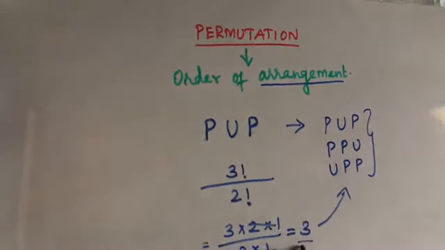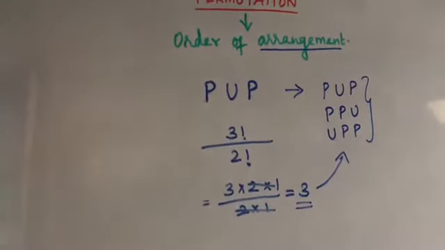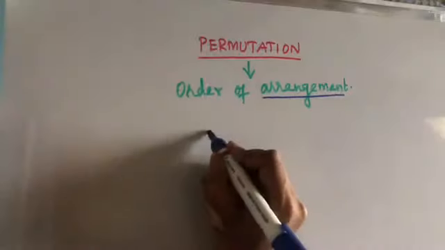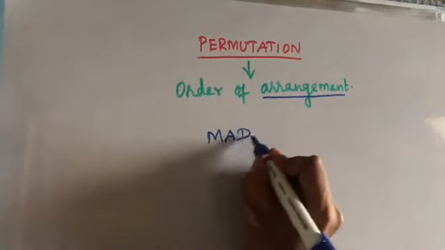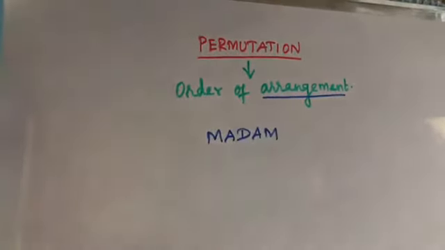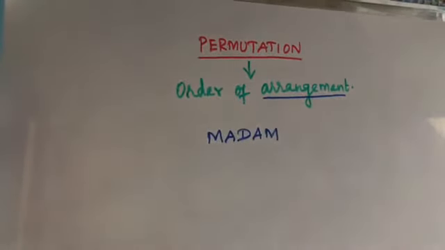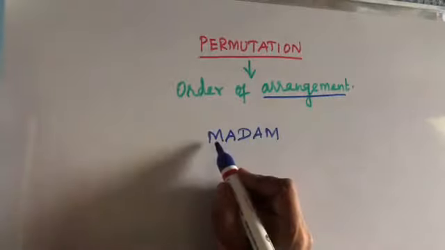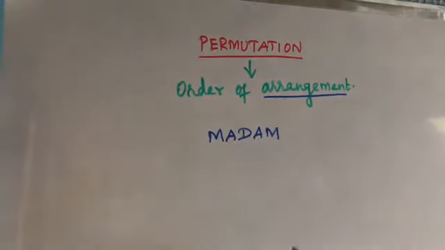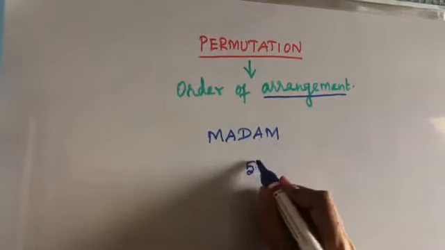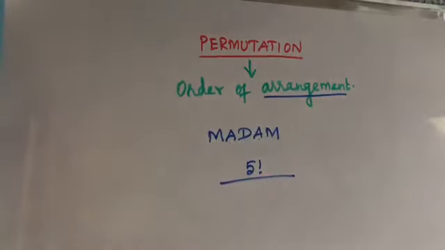Only 3 arrangements we can make if the letters are repeated. Now I take another word, madam. How many words can I make with these letters? Here as a whole 5 letters are there, so it is 5 factorial. What are all the repeating letters?